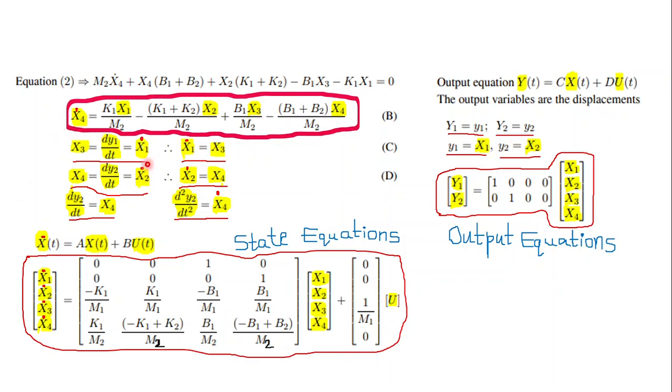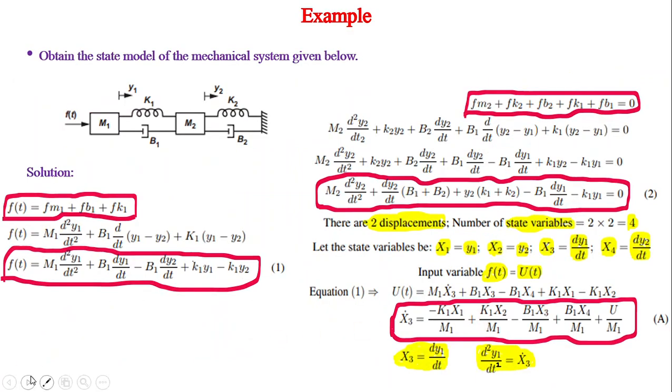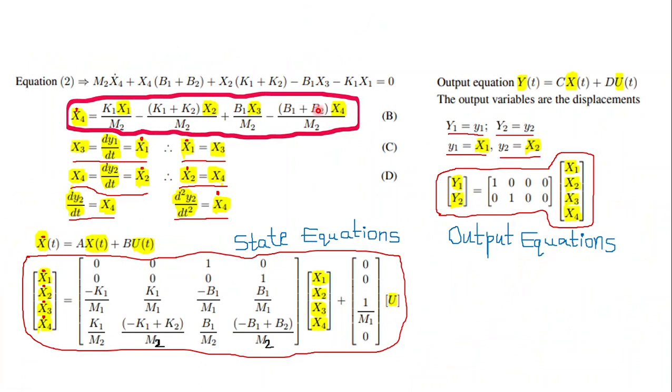What is x1 dot? See, x3 is dy1 by dt. What is y1? x1. Therefore, what is dy1 by dt? x1 dot. So x1 dot is x3. x4 is taken as dy2 by dt. What is dy2 by dt? y2 is x2. Therefore, it is x2 dot. Therefore, x2 dot is x4. So x1 dot is x3, x2 dot is x4, x3 dot is that equation A, x4 dot is equation B.